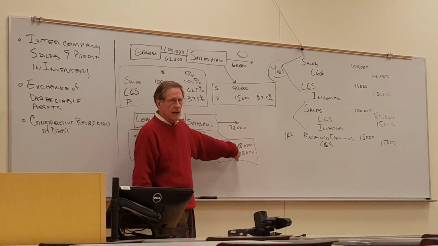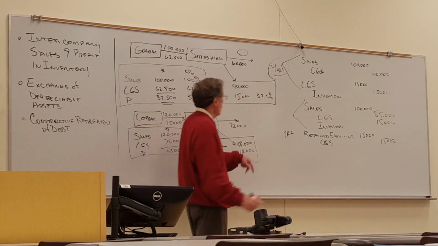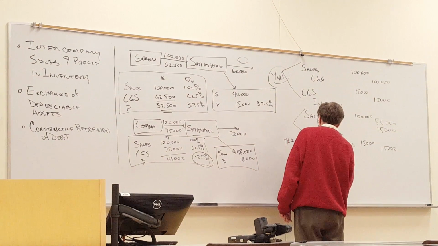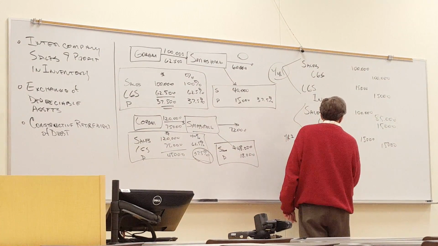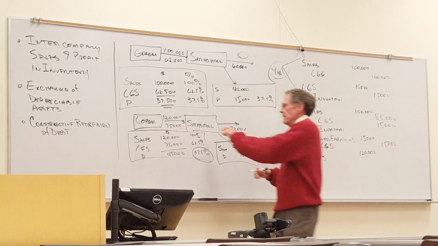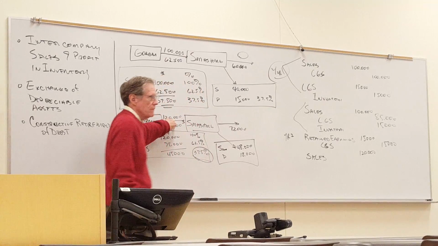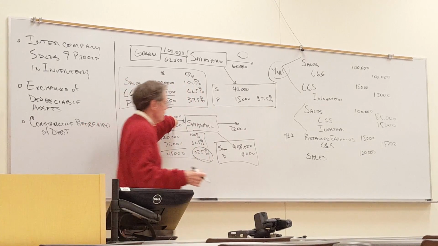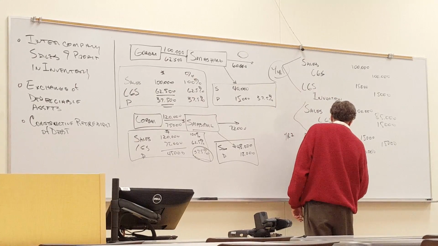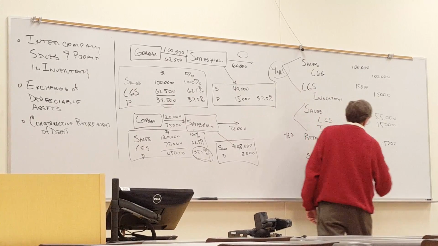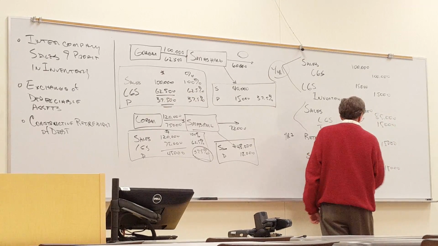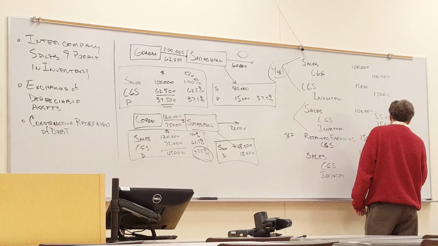That gives us $18,000. So now when we make our elimination entry for year 2, we're going to debit sales for $120,000 because we have intercompany sales of $120,000 we've got to get rid of. It's an overstatement of sales. We're going to have a credit to inventory for $18,000 and a credit to cost of goods sold of $102,000.